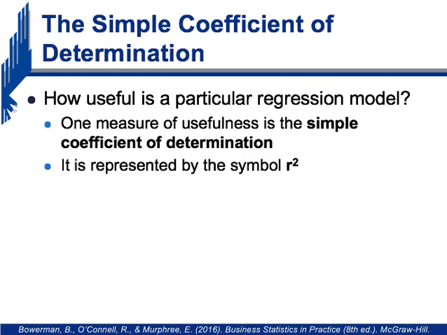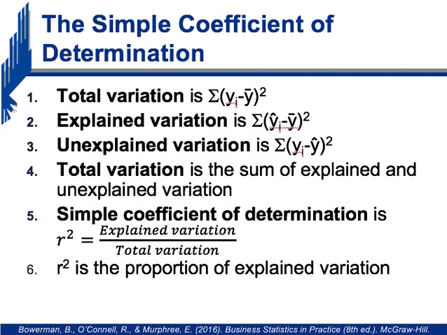Now, linear regression or regression analysis also allows us to determine how useful a particular regression model is. And that is denoted or described using a measure called the simple coefficient of determination, and this is denoted by the symbol r squared. So that is the simple coefficient of determination. Now, the simple coefficient of determination is based on the concept of variation.